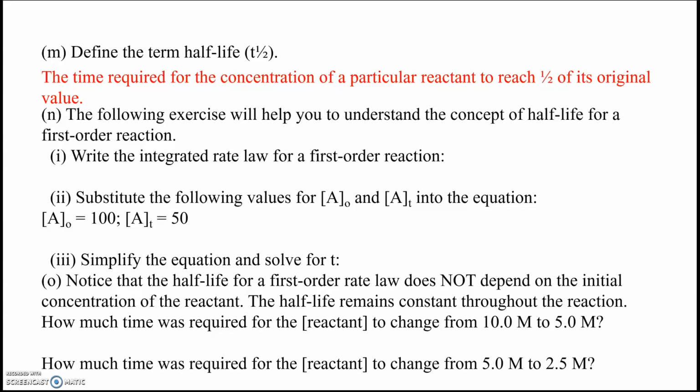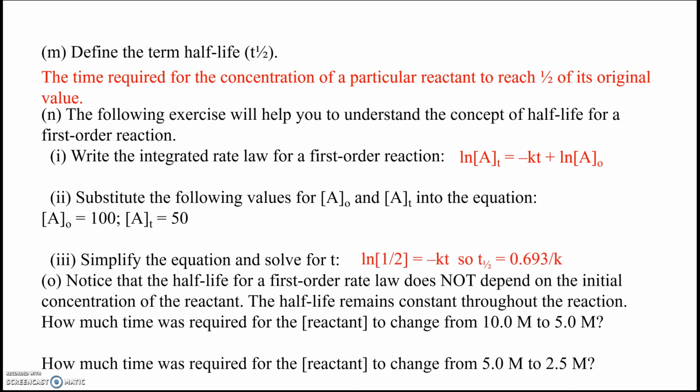If we write the integrated rate law for a first order reaction, we see that the logarithm of A at any particular time t is equal to negative kt plus the logarithm of the initial concentration A. Now, if we substitute, for example, the initial value is 100 and the concentration at time t is 50, that would be getting down to half of the original concentration. So we want to find the time that it takes to do that.